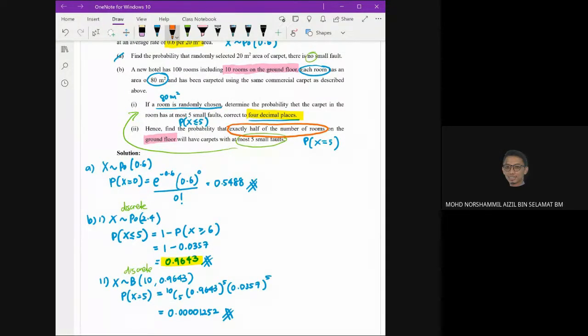Dia sebab ni 0.6 ni untuk 20 meter square tau. Jadi 2.4 ni untuk 80 meter square, dapat tak? Dia 4 kali ganda. 4 kali ganda. Faham. Faham tak? Faham dah. Okey, terima kasih, sir. Okey, baik.